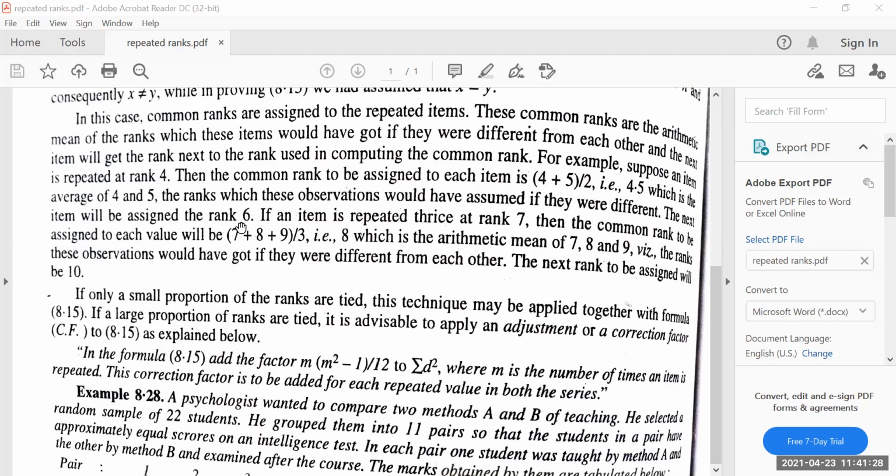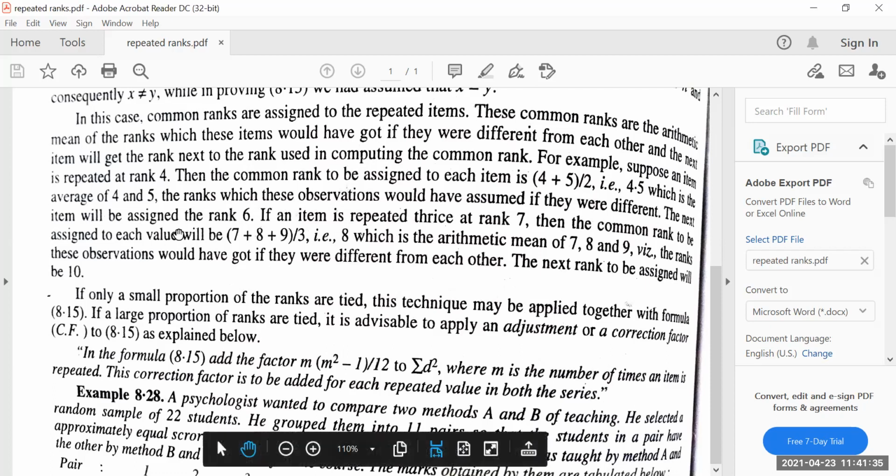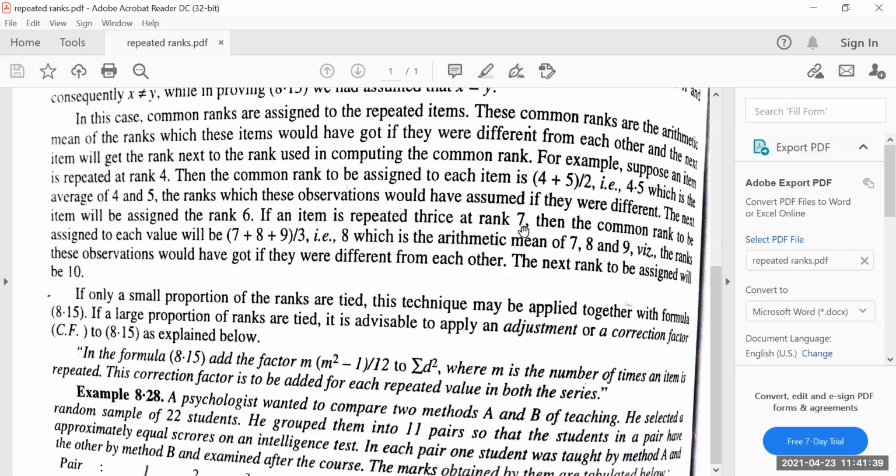So the 4th and 5th rank positions are used up, right? And after that the next rank will be assigned as 6. If an item is repeated thrice at the rank 7, so the three items lie at 7, 8, 9, then what will you do? The average of the three will be taken. Then that will be assigned as a rank for the 7th, 8th and 9th items, right? And the next, the positions 7th, 8th and 9th will go, and we are left with position number 10. So the next rank to be assigned will be 10.